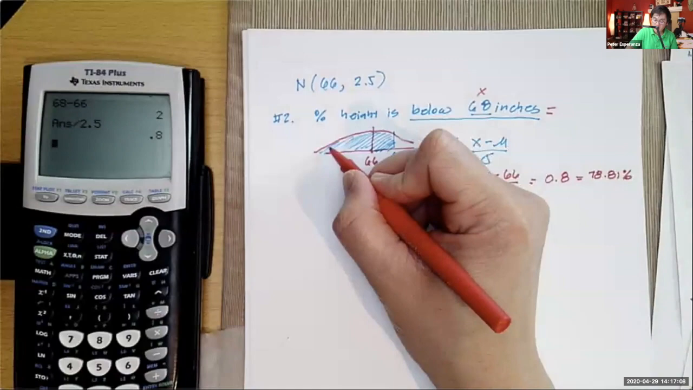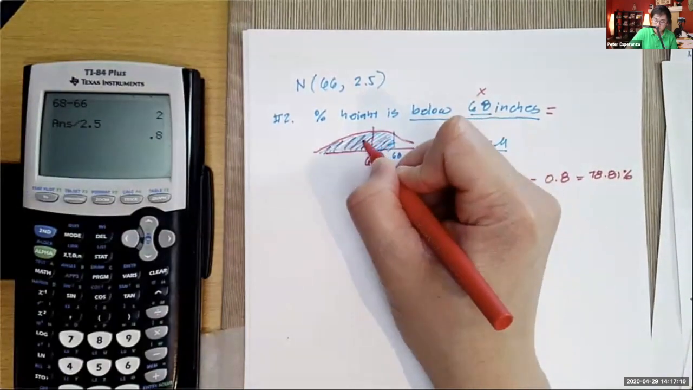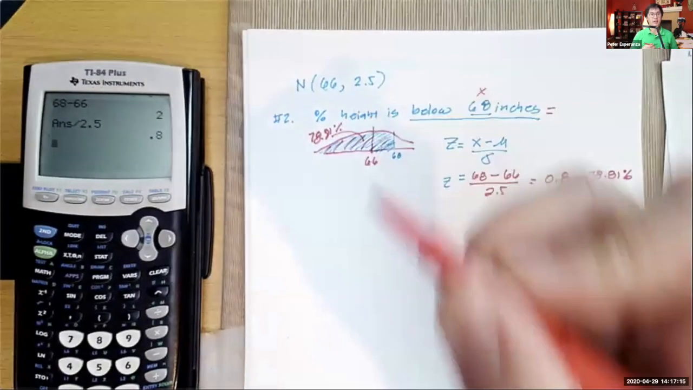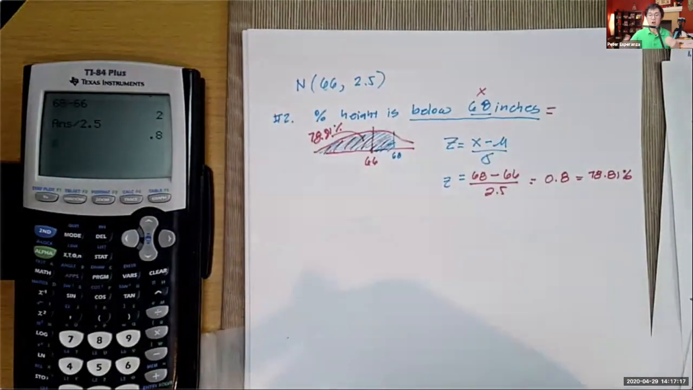So this whole thing is 78.81%. Okay. So are you understanding now the logic behind the z-table? What if the question is number 3?